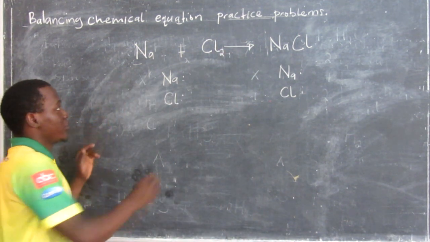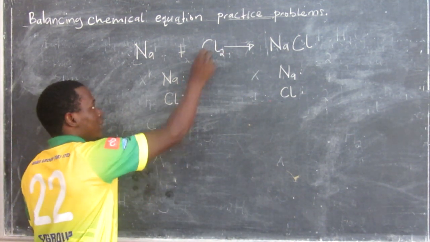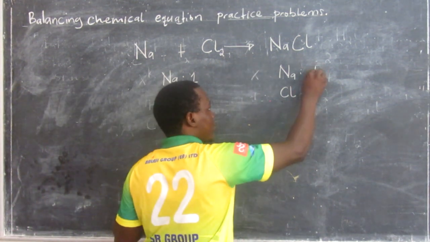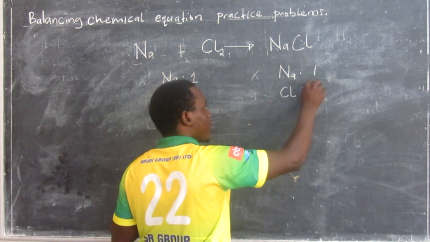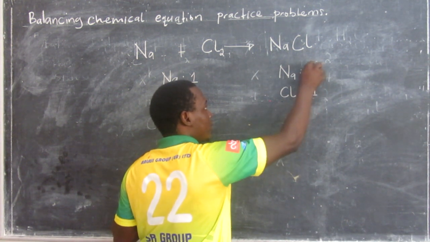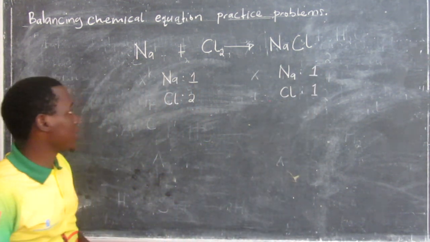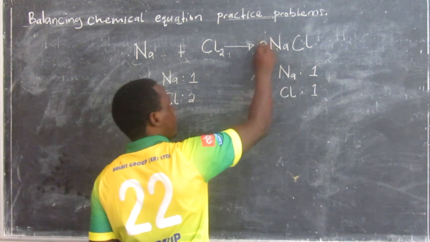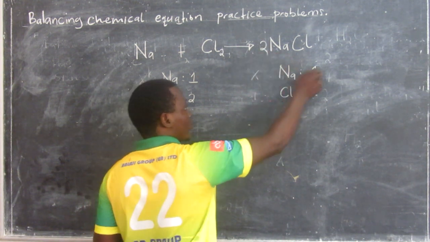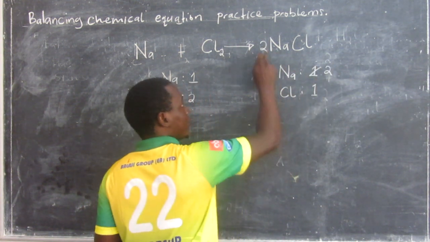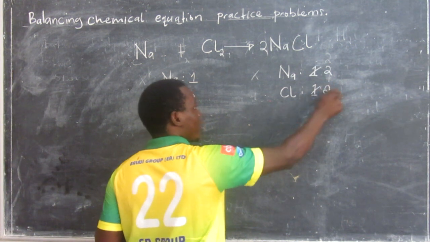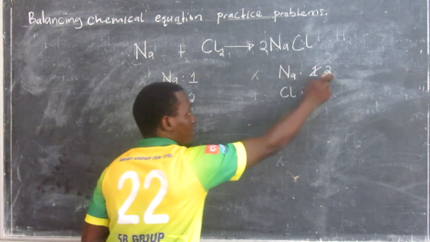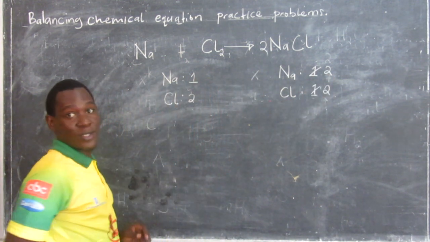Now, sodium it is 1. Cl it is 2. Whereas sodium here it is 1, and here Cl it is 1 also. We need to balance it out and see how we can balance it. If I put a 2 here, this one 2 times 1 goes to 2, and 2 times 1 goes to what? The 2. Meaning that chlorine is balancing, but sodium here it is 2, sodium here it is 1.